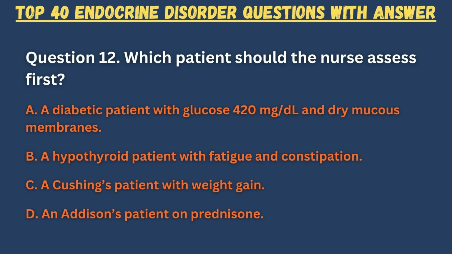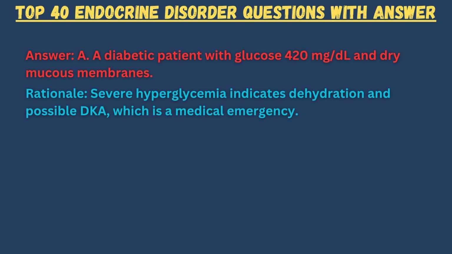Question 12. Which patient should the nurse assess first? A. A diabetic patient with glucose 420 mg per deciliter and dry mucous membranes. B. A hypothyroid patient with fatigue and constipation. C. A Cushing's patient with weight gain. D. An Addison's patient on prednisone. Answer. A. Rationale. Severe hyperglycemia indicates dehydration and possible DKA, which is a medical emergency.